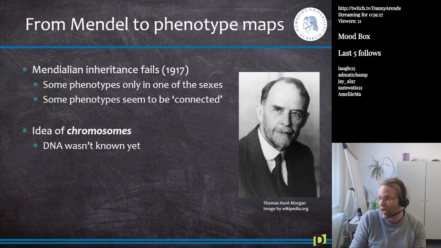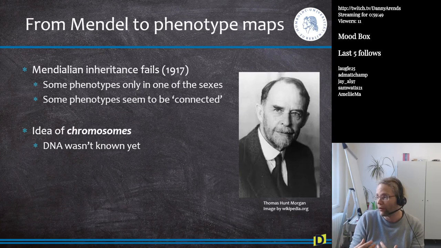Because Mendel just said, well, everyone has two alleles. You get one from your father, one from your mother. They mix together. And of course, we now know that this is not true, because we know that you have autosomes and you have sex chromosomes, right? So there are chromosomes which determine which sex you have. And on these chromosomes, there are also genes located. And these genes follow a different pattern.